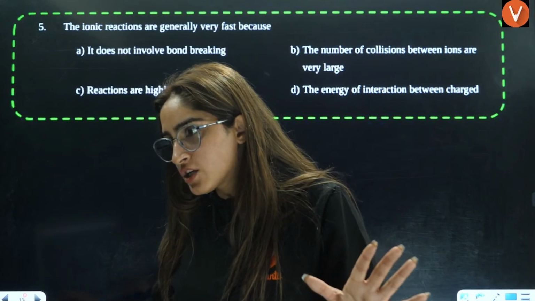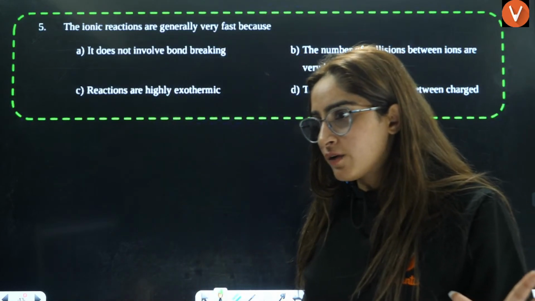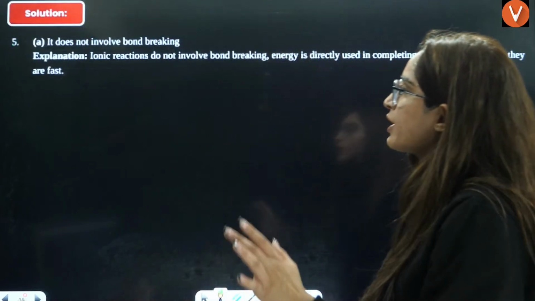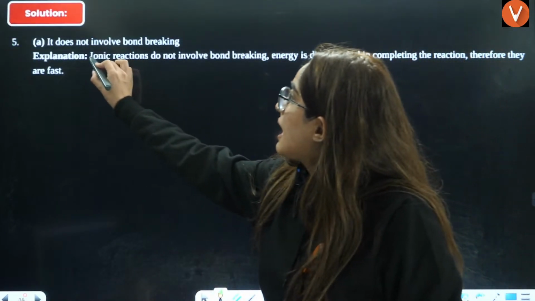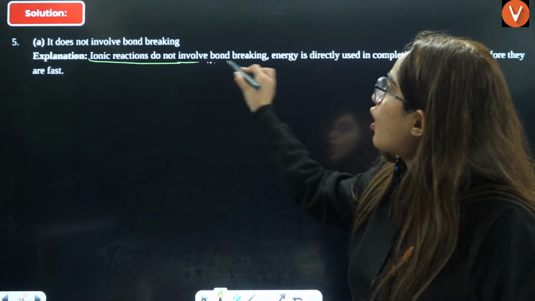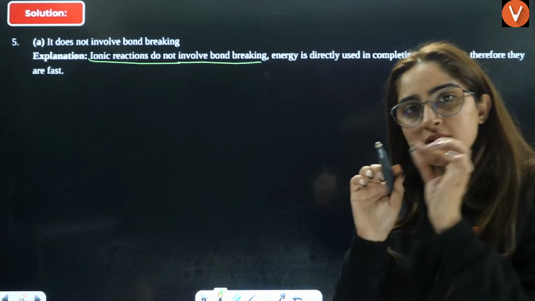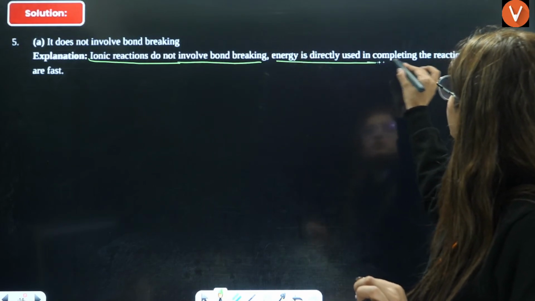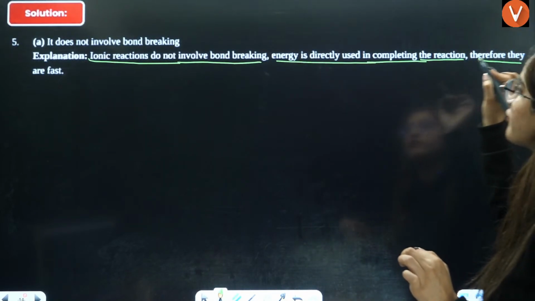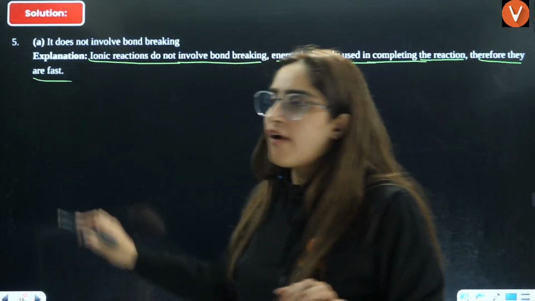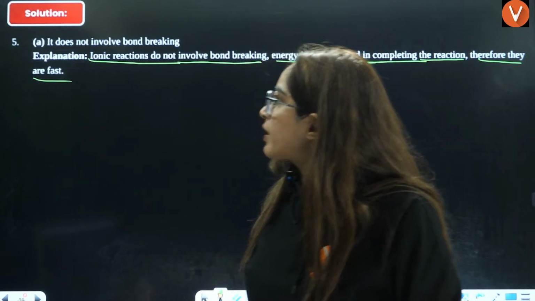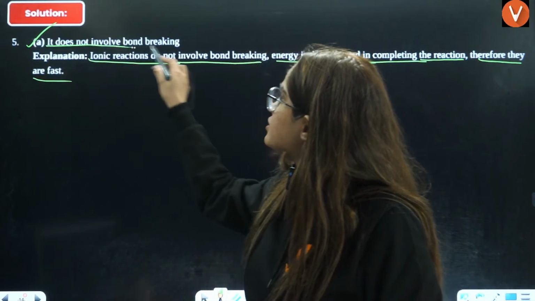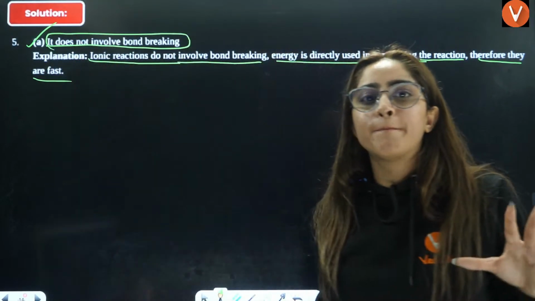Yes, everybody. Very good, Samuel, if you solve JEE previous year questions. So the answer is: ionic reactions do not involve bond breaking because they exist as ions here. Energy is directly used in completing the reaction, therefore they are fast. So the answer is going to be A, that is, it does not involve bond breaking.